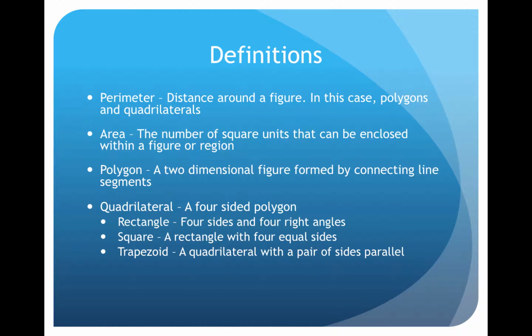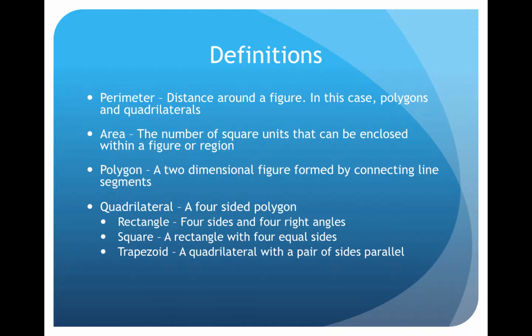Starting off with the definitions, perimeter is the distance around a figure, in this case polygons and quadrilaterals. Area is the number of square units that can be enclosed within a figure or a region. A polygon is a two-dimensional figure formed by connecting line segments. A quadrilateral is a four-sided polygon.